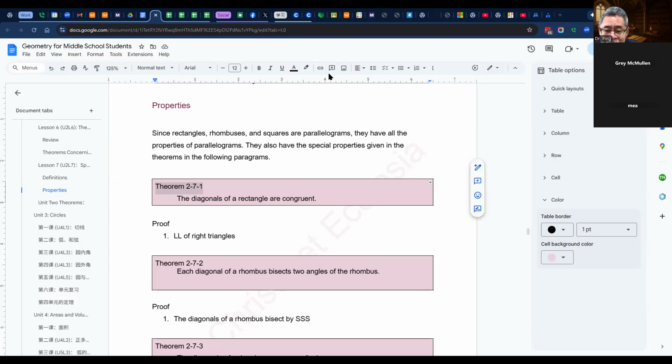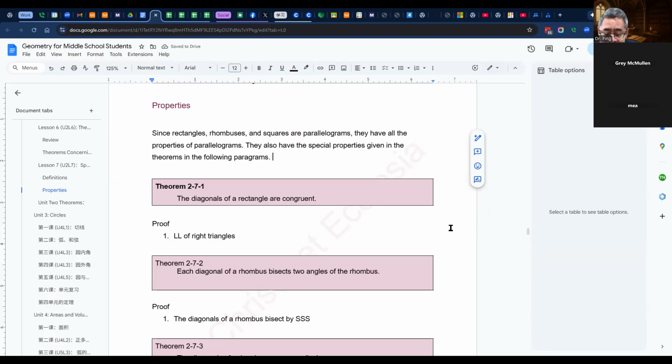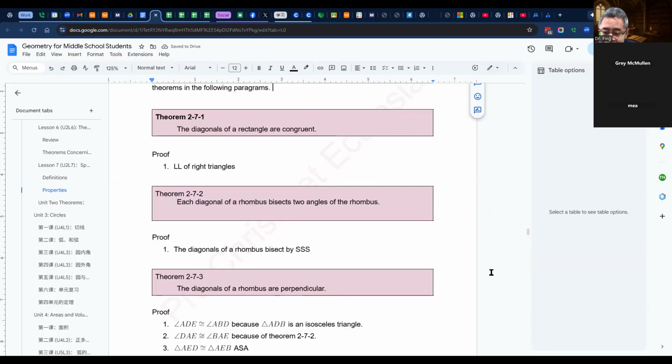Okay, so on this one, we're looking at properties. First of all, the diagonals of a rectangle are congruent. And this actually we can easily prove by triangle congruency. So we got this is a rectangle, 90 degree, 90 degree, 90 degree, 90 degree. So we call this A, B, C, D.